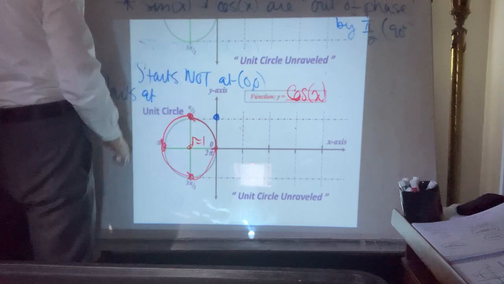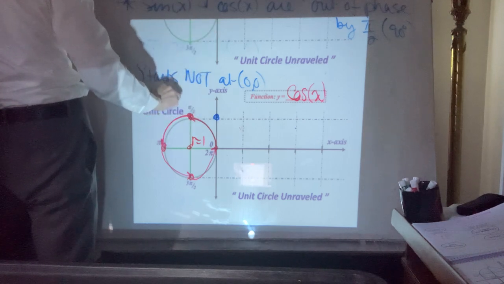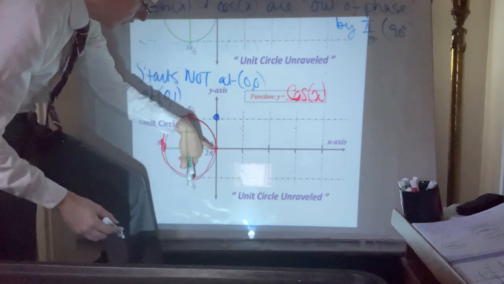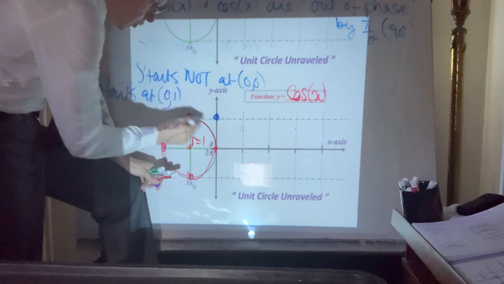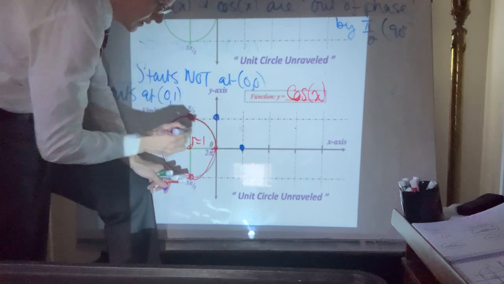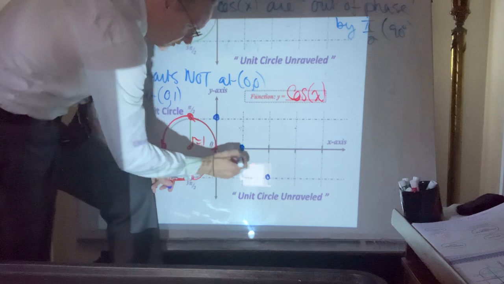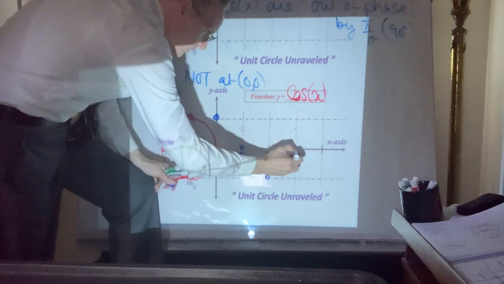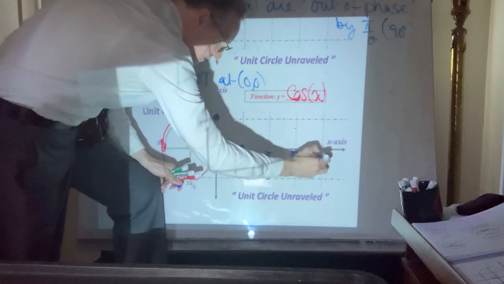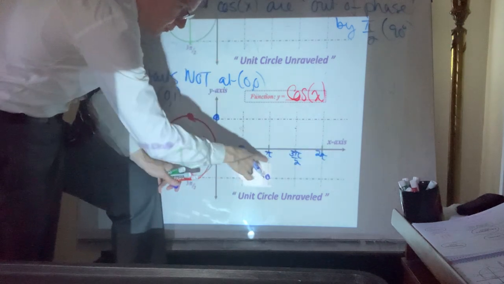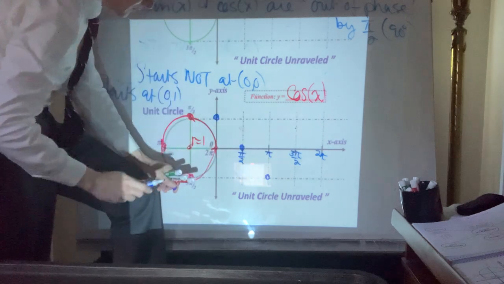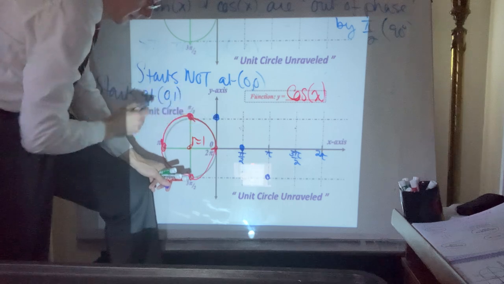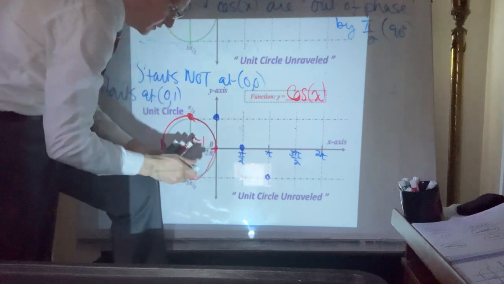On the y-axis, which would be what? 0, 1, right? Then, as it moves along, it goes to 0 again, and then to here. This is still pi over 2. This is still pi. This is still 3 pi over 2. And this is still 2 pi, 90, 180, 270, 360, right? But at the point of 0, it's already up here. Right? So put dots in these respective places.